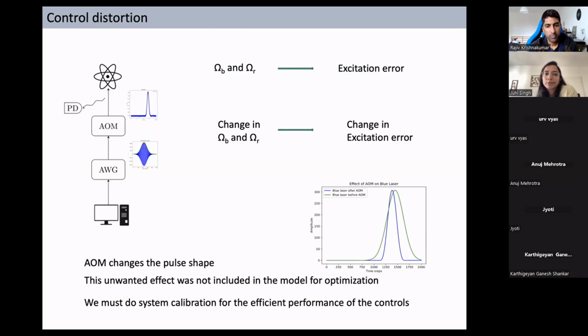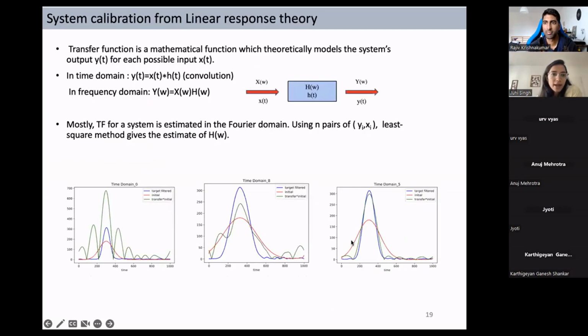So here comes another use of optimal control, system identification and calibration, the thing that I said I wanted to explain. Since you don't know what is exactly happening inside this AOM that is causing this, we wanted to calibrate it somehow. And for that, the first thing an engineering mind thinks of is that it's an electronic device. It should have a response function. Let's just measure the function and correct it.